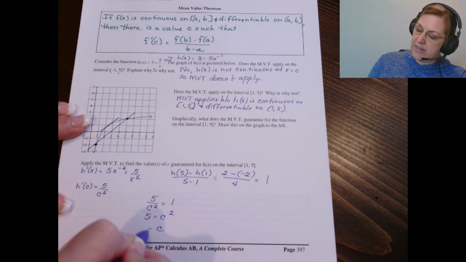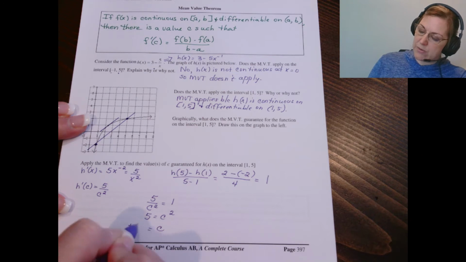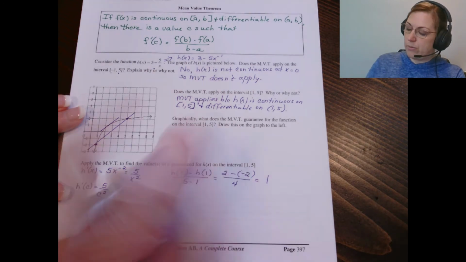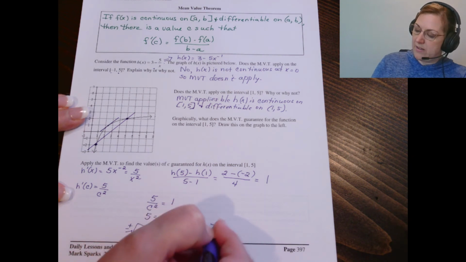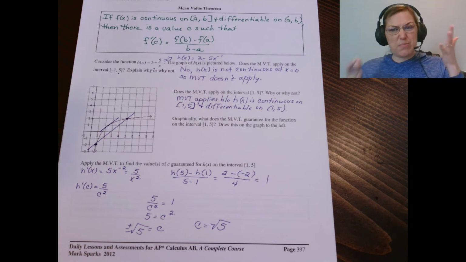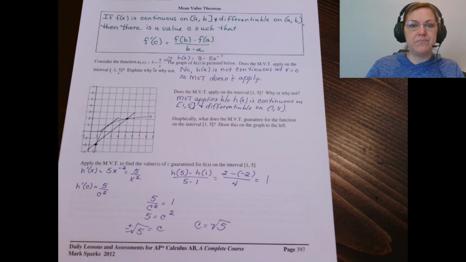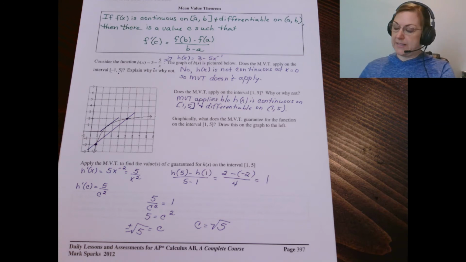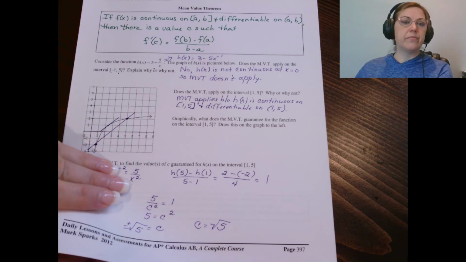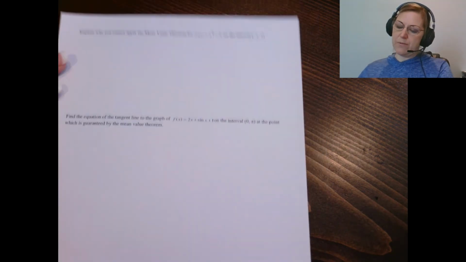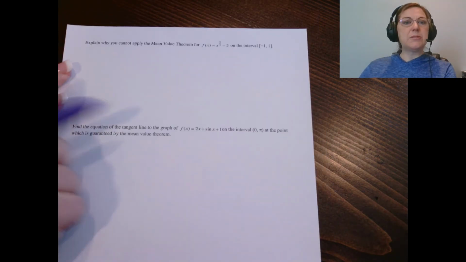Multiply both sides by c squared so that c is equal to plus or minus the square root of 5. But on this interval, we're only guaranteeing the positive one, the square root of 5, which is around 2 point something something. That's what our mean value theorem guarantees us. Okay, let's take a look then at a couple more.